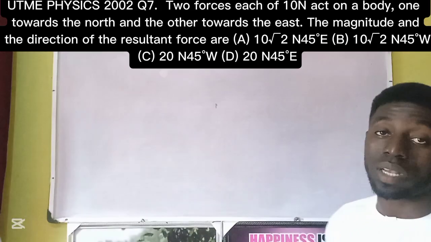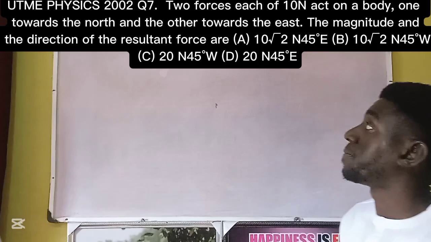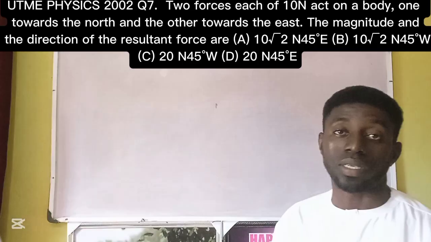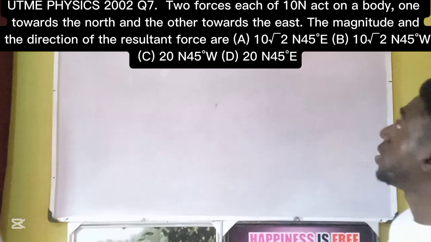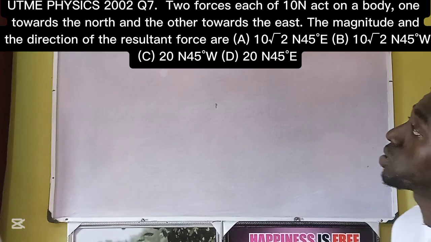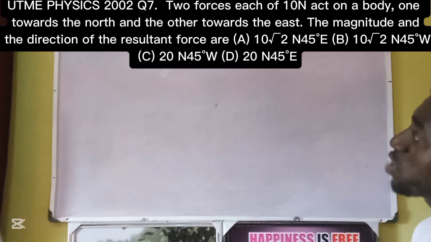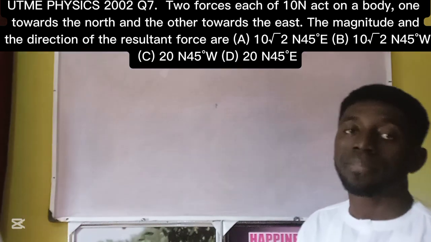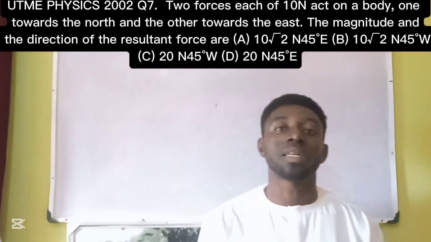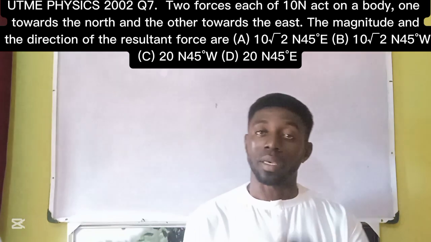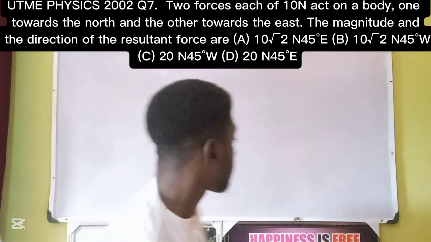JAMB past question 2002, question number 7. Two forces, each of 10 Newton, act on a body, one towards the north and the other towards the east. The magnitude and the direction of the resultant force are. Our question is centered on addition of forces or vectors. Okay, let's start. First of all, give yourself that confidence. Solution.